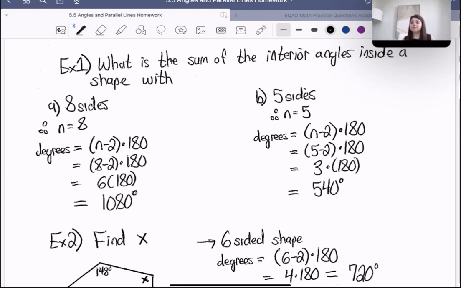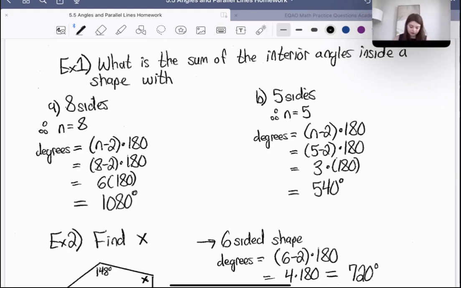So that means an 8-sided polygon, or an octagon, I should say, a shape with 8 sides is called an octagon, is going to have 1080 degrees. Okay. And then we can do the same thing with a 5-sided polygon, which is called a pentagon. So a pentagon has 540 degrees amongst all 5 interior angles.